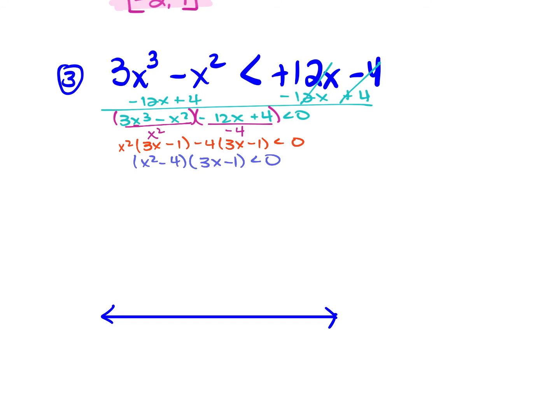It is not. So if we factor this x squared minus 4, it's a difference of squares. So it's going to give us x minus 2 times x plus 2 times 3x minus 1 is less than 0. Set them all less than 0. You have x minus 2 is less than 0, x plus 2 is less than 0, and 3x minus 1 is less than 0.